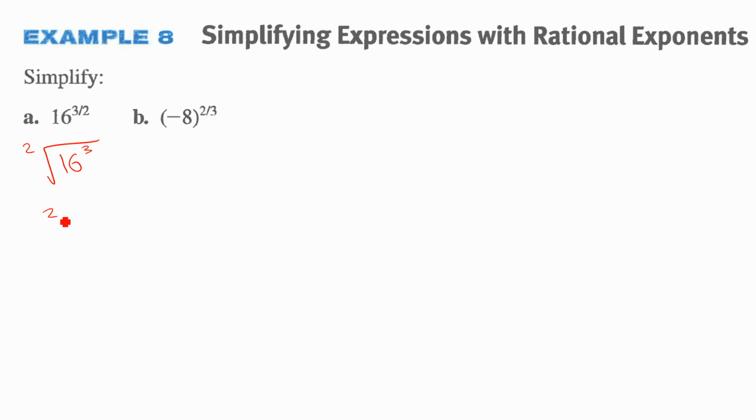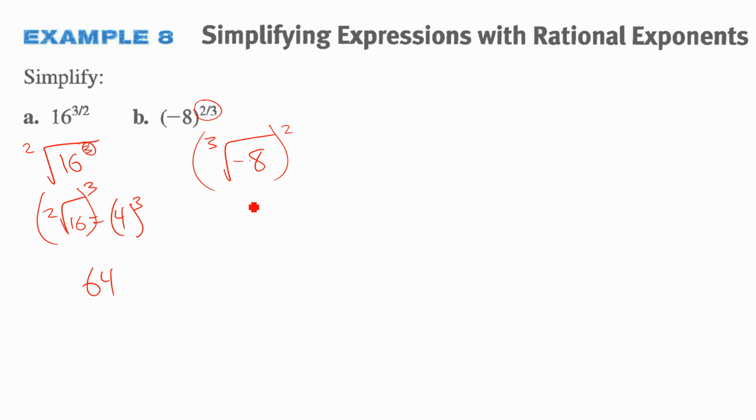Let's make things smaller first. So the square root of 16 equals 4. We still haven't dealt with that 3, right? So we need to do 4 cubed, which is 64. All right, so negative 8 to the 2/3, this is negative 8. The cube root of that, and then we can say we're going to be squaring. Either order, let's make it smaller first. The cube root of negative 8 is negative 2. Squared is positive 4.